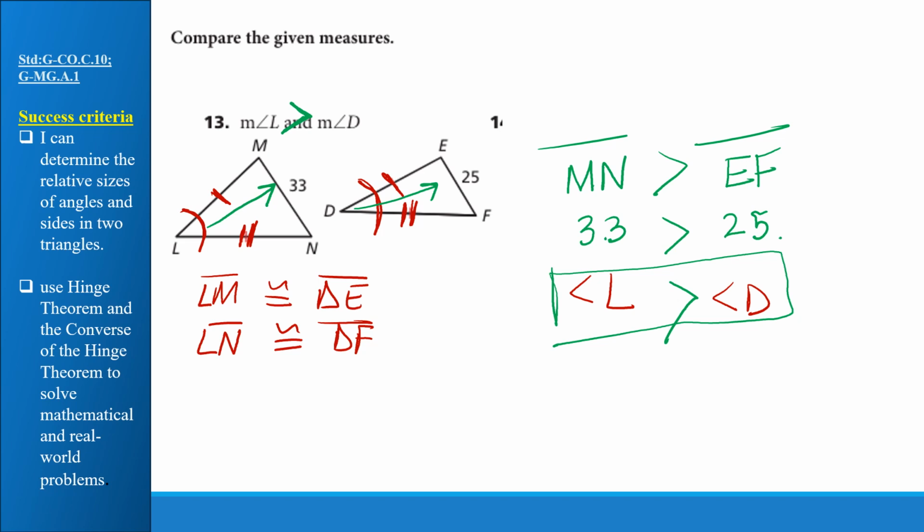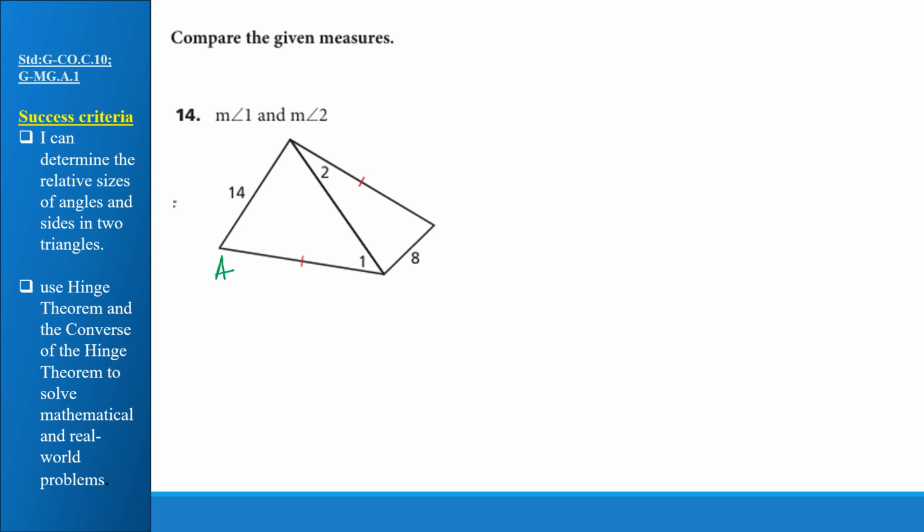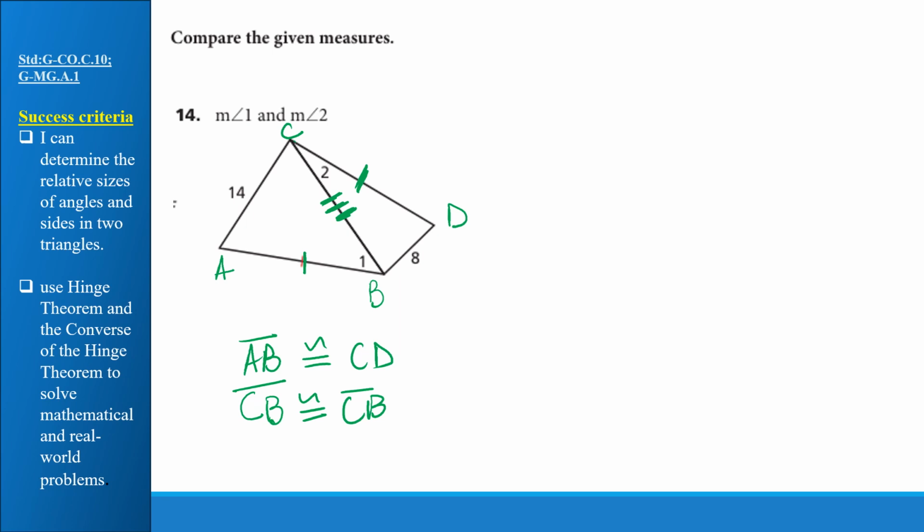So let's compare this one also. First of all, let's name it A, B, C and D. Side AB is congruent to the other triangle's side CD. Now what is the other side? They are sharing side CB with each other, so of course this will be congruent.